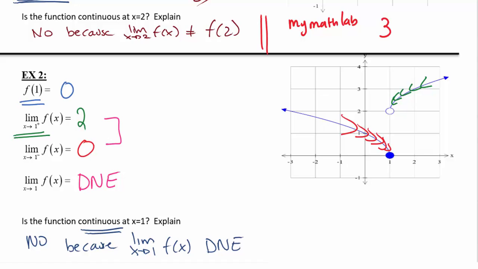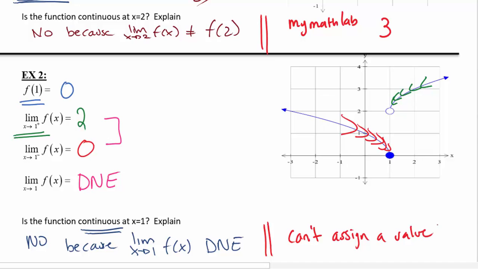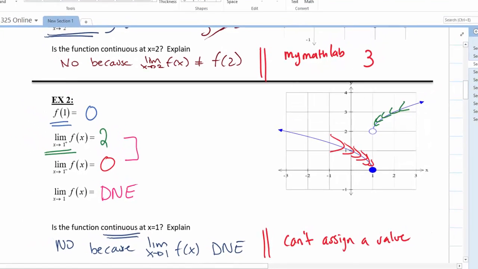So again, in the My Math Lab question, it's going to say, can you assign a value here for this to work? And here you can't assign a value. Why? Because if the limit doesn't exist, assigning the value of this one to be 2 or anything like that, it's just not going to make this any better.